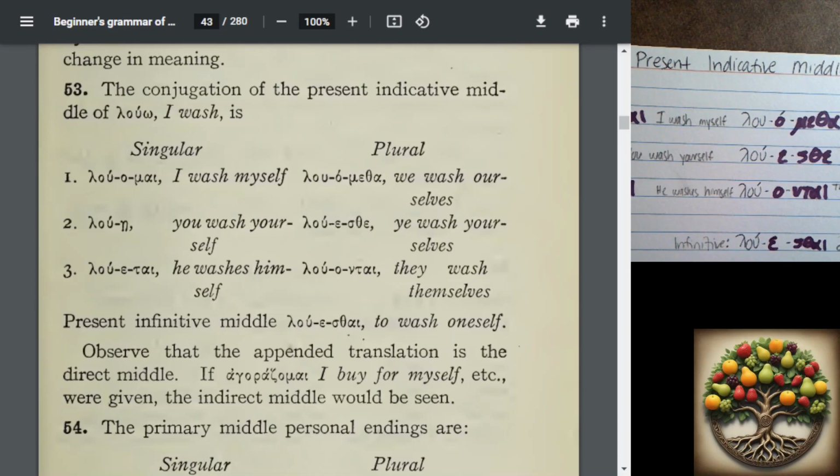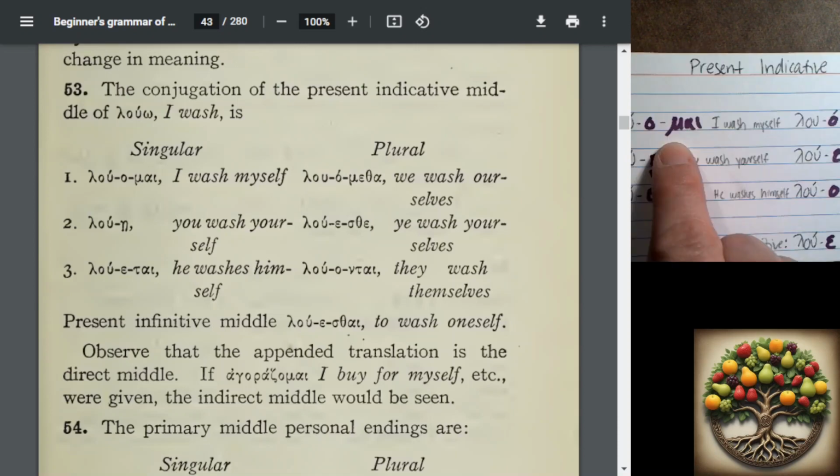Observe that the appended translation is the direct middle. Agorazomai, I buy for myself. The indirect middle would be seen. I wash myself is pretty direct. It's a direct middle. If I'm buying something for myself, I can see how that would kind of be an indirect middle.